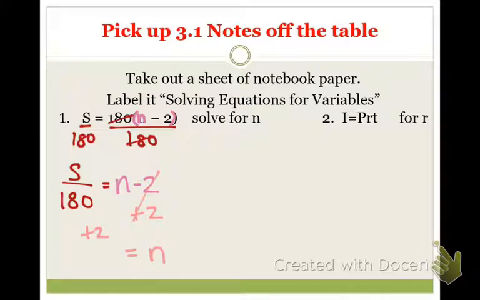So I have n on the right, and on the left, I can't actually combine these. Can anybody guess why? Because of what? Yeah, because of the s. So I have a variable in this s over 180. So I'm just going to write them next to each other. So I'll say s over 180 plus 2. That's it.